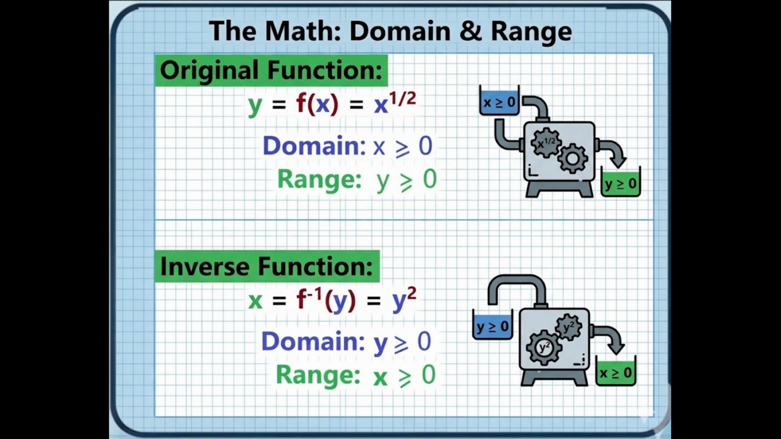Here's how domain and range swap for inverse functions. Start with the original function, y equals the square root of x. You can only input x greater than or equal to 0, and the output is also y greater than or equal to 0. Now reverse the machine. The inverse is x equals y squared. So the domain of the inverse becomes y greater than or equal to 0, and the range becomes x greater than or equal to 0. Same values, just swapped roles. That's domain and range for inverses.